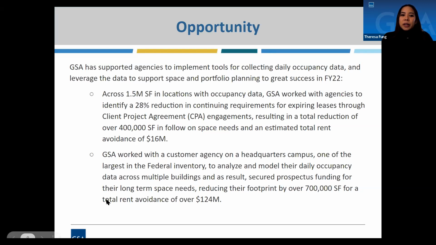badge swipe system. And as a result, we were able to make that justification, get that prospectus funding for them to meet their long-term space needs, which includes a reduction of their footprint of about 700,000 square feet. So this customer is going to save or avoid paying rent of over $124 million over the next contract period.